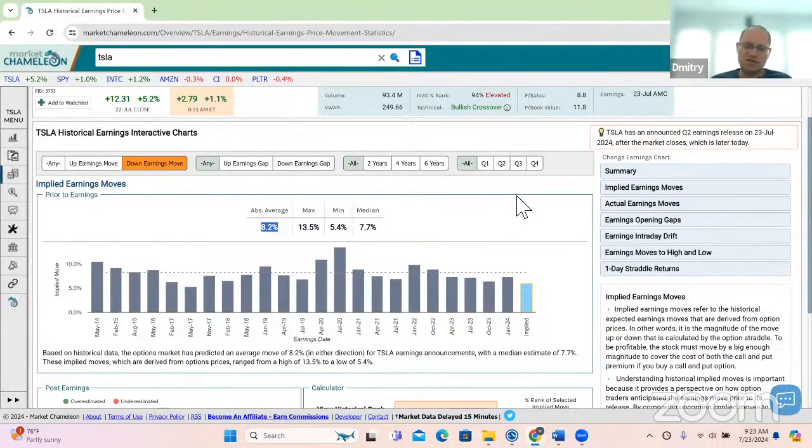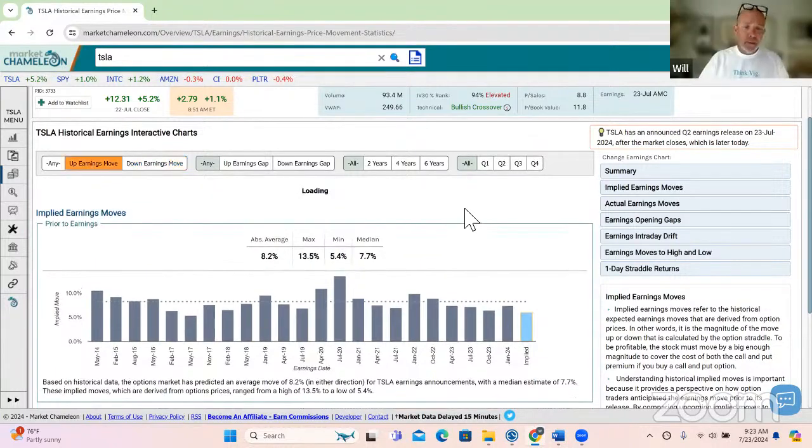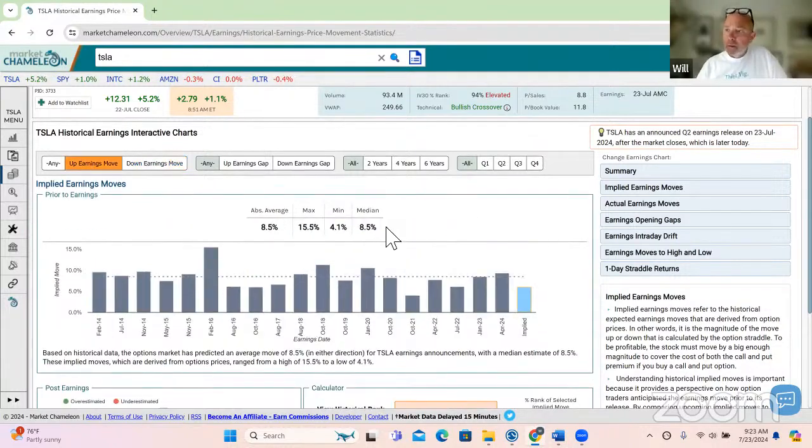But what's interesting is that when the straddle was priced higher, like let's see the median 7.7. Versus 8.5. Yep.